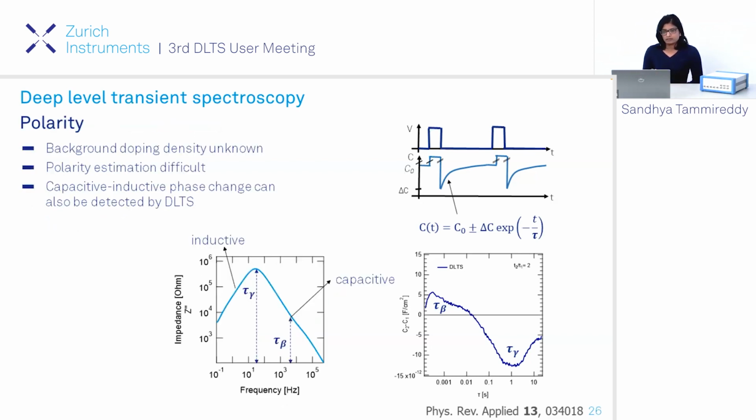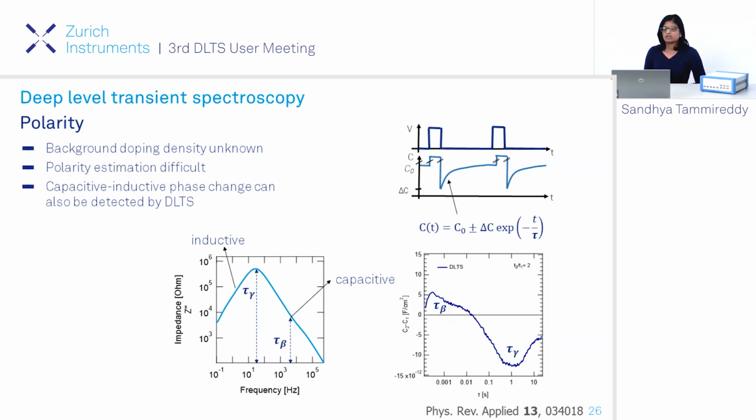However, this approach is not completely applicable when it comes to perovskites, because the background doping density of the material is still under debate. However, most of the community has obtained evidence that it's mostly intrinsically doped material, so you can't really tell much about the polarity of the defect when it comes to perovskite.